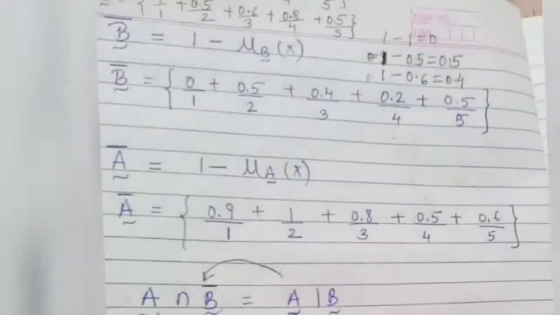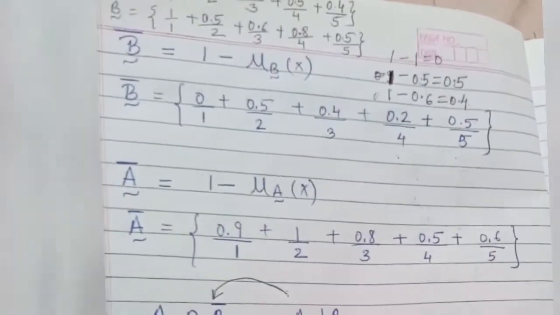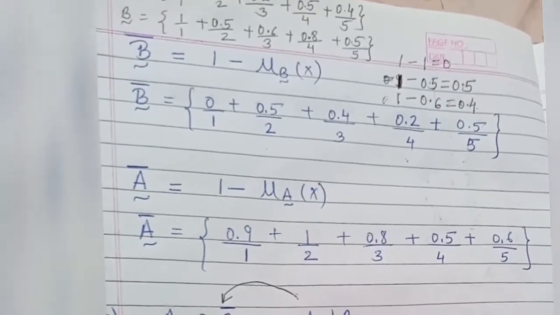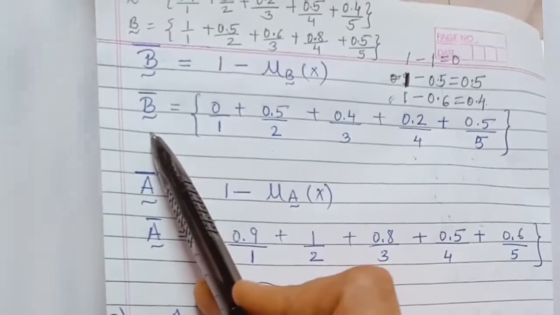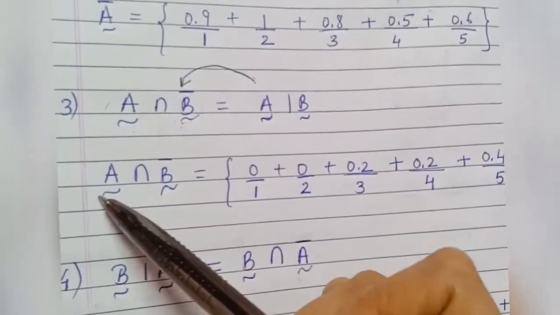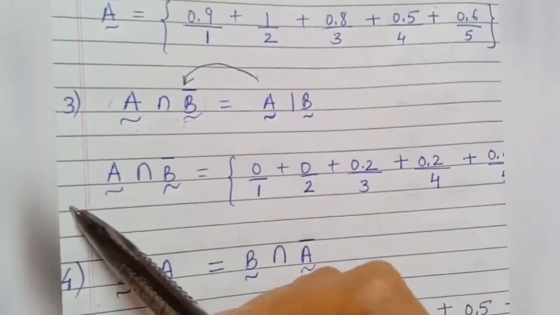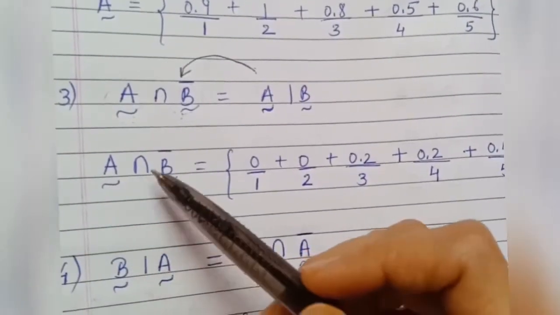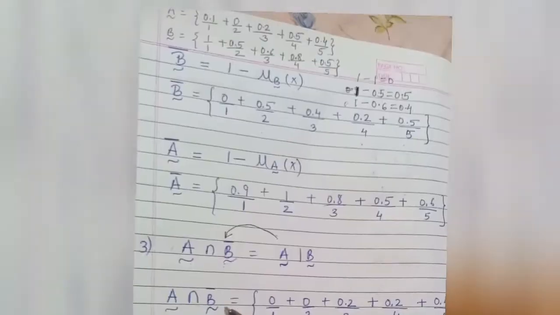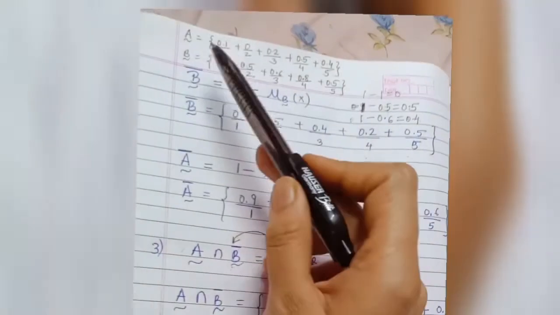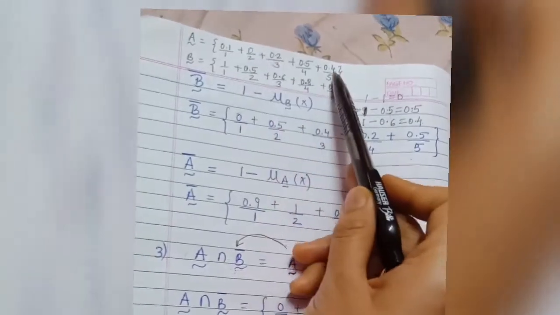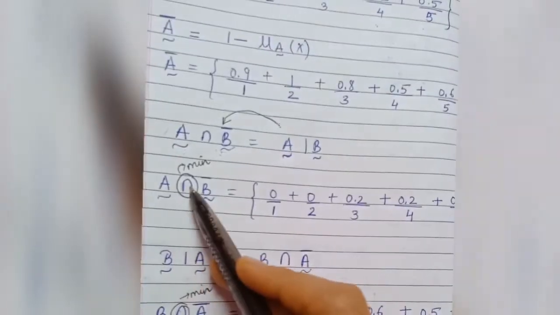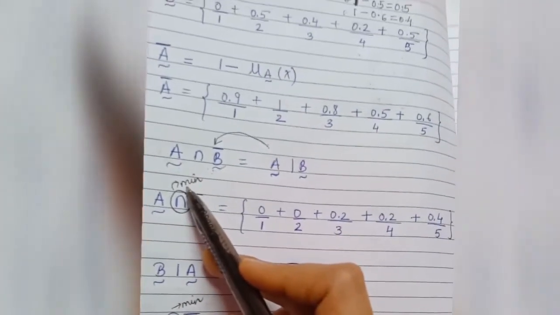Now let's move on and find A difference B. So now consider A set which we already have and consider B complement set which we calculated now. So perform this operation for A difference B, that is A intersection B complement. Consider the set A, this one, and B complement, this set. Compare both, and for intersection select minimum.